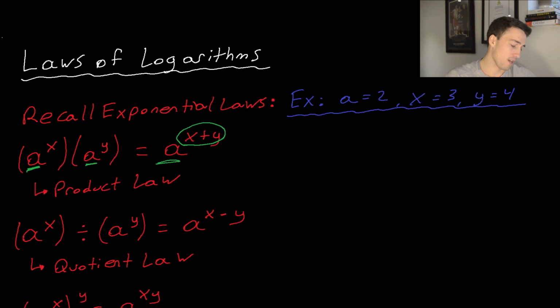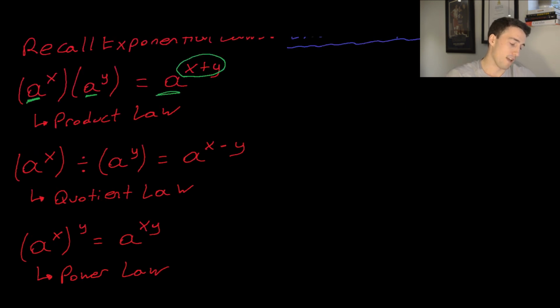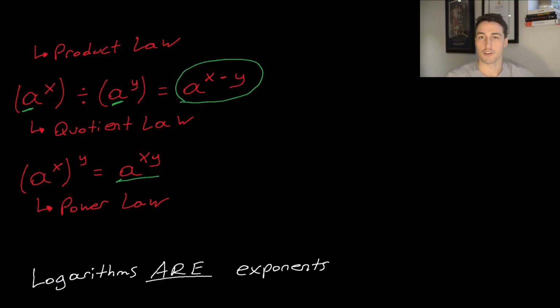The next one is the quotient law. So we have a to the power of x divided by a to the power of y. Note that the base is the same here, and this will turn into a to the power of x minus y, and that would be the quotient law. And finally, we have the power law. So a to the power of x, all to the power of y, ends up being a to the power of xy. This is really important to note because we know that logarithms are actually just exponents. They're just written in a different way. They're the inverse expression of an exponent.